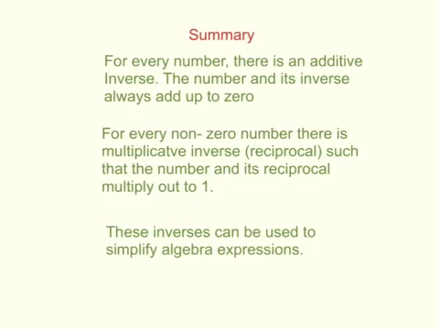To summarize this lesson, we found that for every number there is an additive inverse. The number and its inverse always add up to 0. An example would be 3 and minus 3, or x and minus x. At the same time, for every non-zero number, there is a multiplicative inverse, which we call a reciprocal, such that the number and its reciprocal multiply out to 1. An example would be 5 and 1/5. They are reciprocals of each other, and they multiply out to be 1. Or y squared and 1 over y squared. They are reciprocals of each other, and they multiply out to 1. These inverses can be used to simplify algebra expressions.